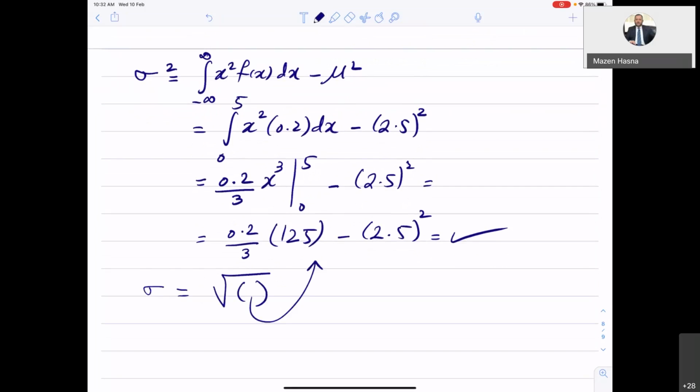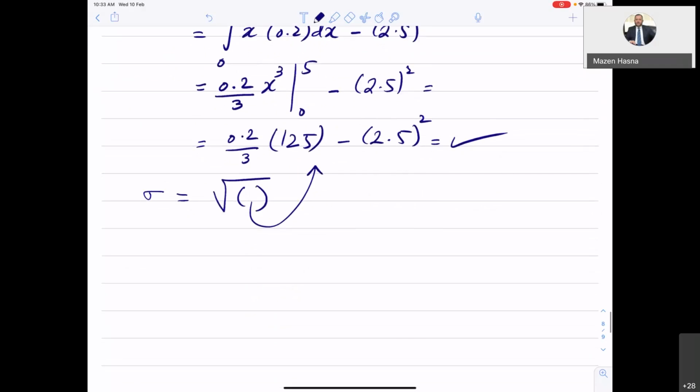So this is the way we calculate the mean and the variance of a continuous random variable. Exactly the same way that we did for the discrete random variables, except we replace the summation with the integration. The last point I want to do for today's lecture is the expected value of a function of a random variable.